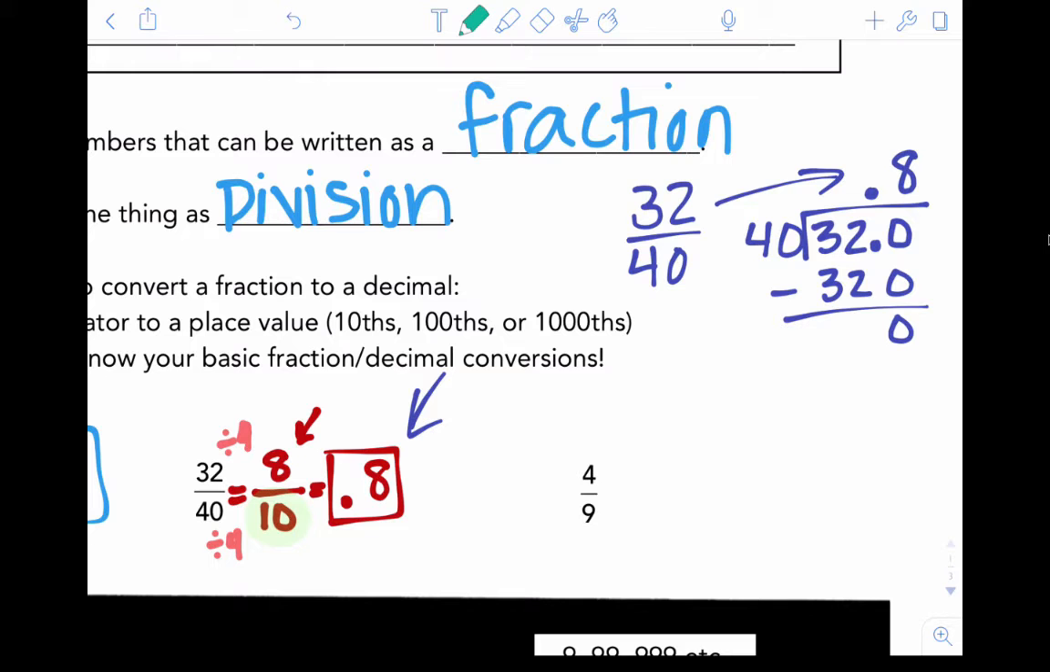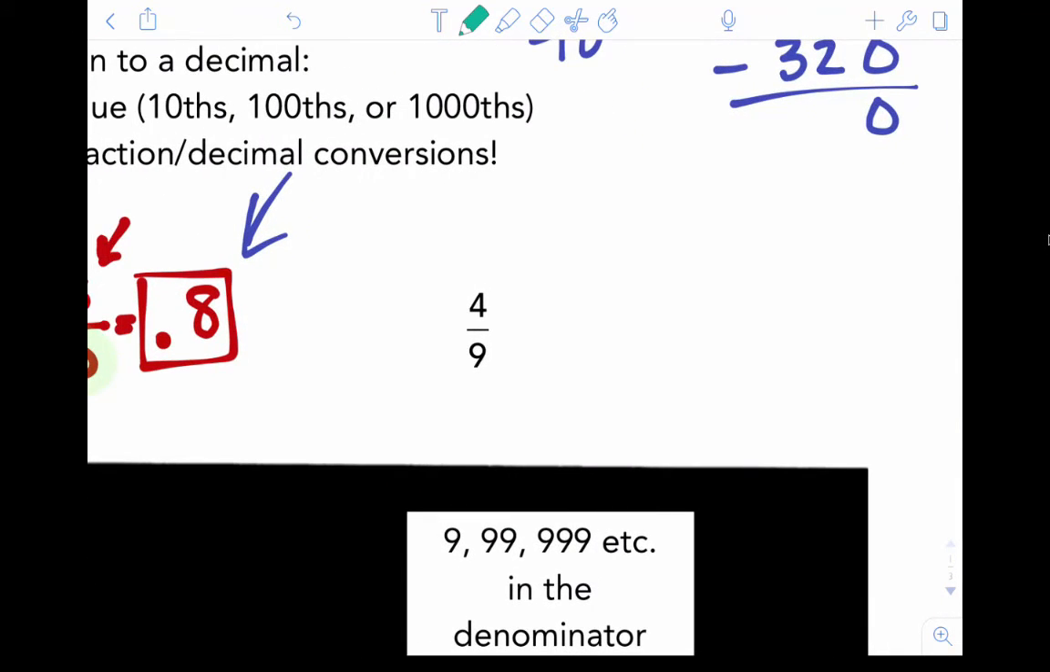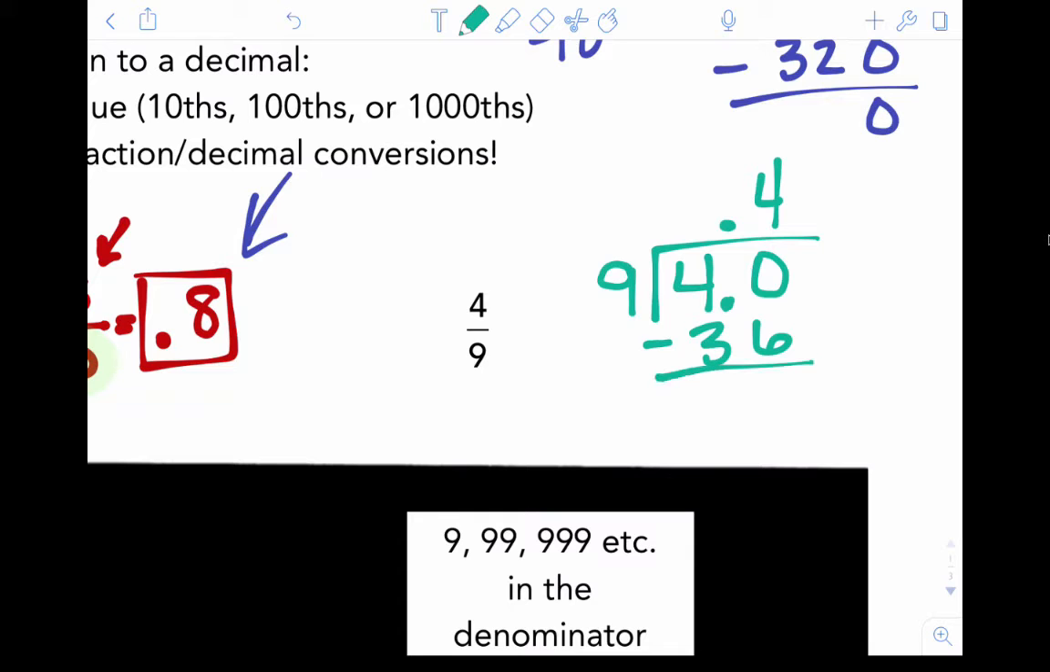So we have one more that we're going to work on. 4 over 9. Well, I cannot make 9 into a multiple of 10, so I'm going to work this division out. 4 goes inside, 9 goes outside. Top number goes in, bottom number goes out. 9 cannot go into 4, so I have to add a decimal, line it up here, and add a 0. 9 goes into 40 4 times. 4 times 9 is 36. I'm going to write that and subtract.